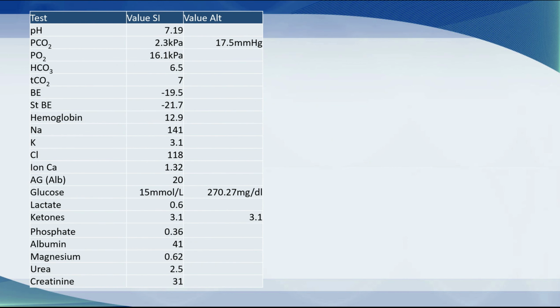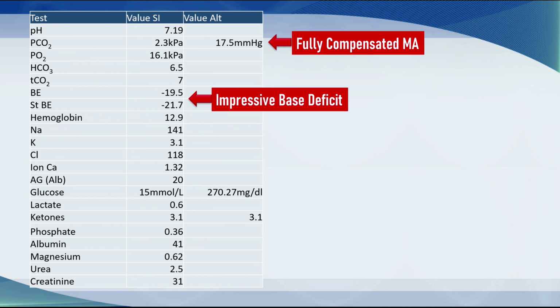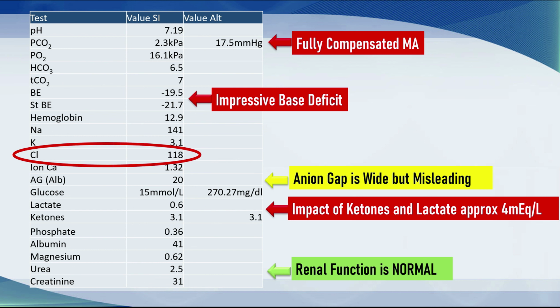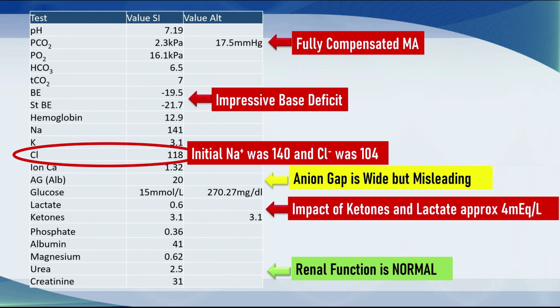Now let's look at her labs 5 hours later. You can see here that she has a fully compensated metabolic acidosis with an impressive base deficit currently at -20. The anion gap is measured at 20 milliequivalents per litre, so it's wide, but a little bit misleading, as the impact of the ketones and the lactate are only approximately 4 milliequivalents per litre. Renal function is normal. What I want to draw your attention to is this: the plasma chloride level is now 118 milliequivalents per litre or millimoles per litre.